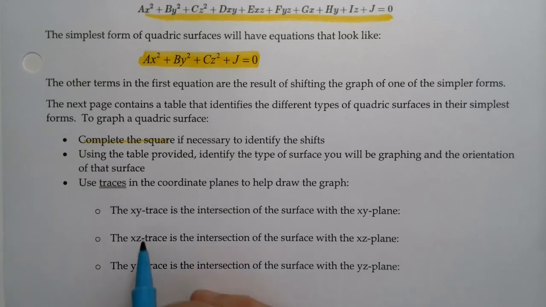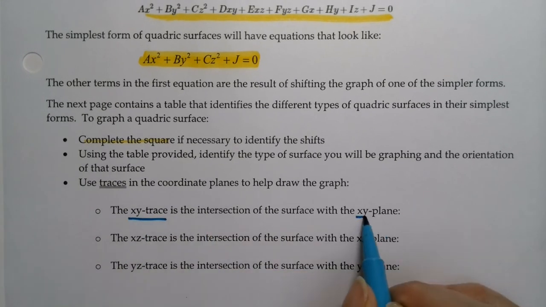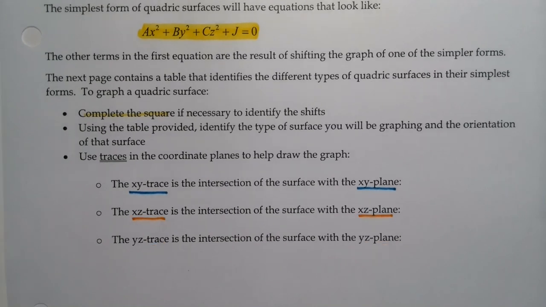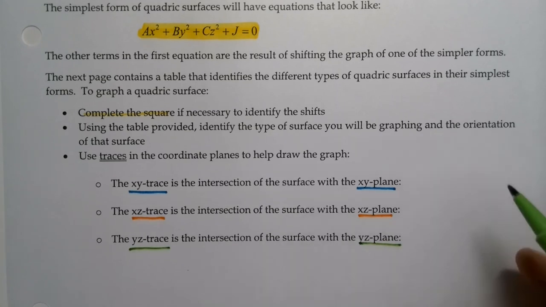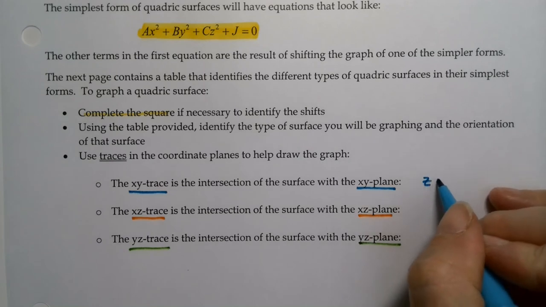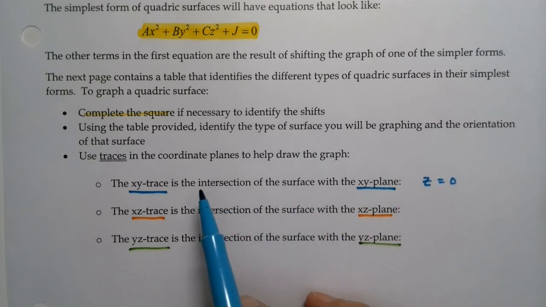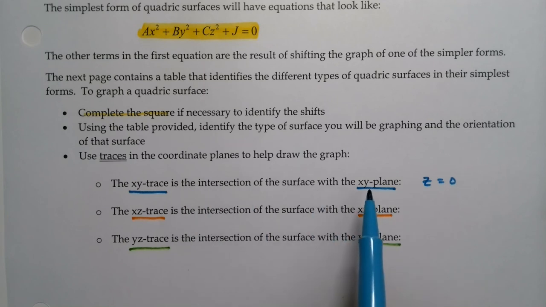So in the XY plane, you have an XY trace. In the XZ plane, you have the XZ trace. And then where that surface intersects the YZ plane is called the YZ trace. So in other words, if you're on the XY plane, that would mean that Z is equal to 0, right? So with Z equal to 0, what would it look like for that surface to intersect that XY plane?